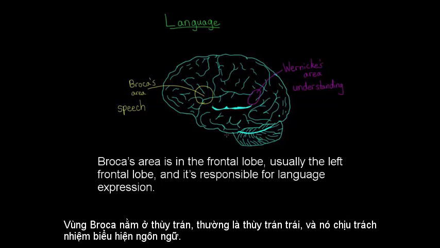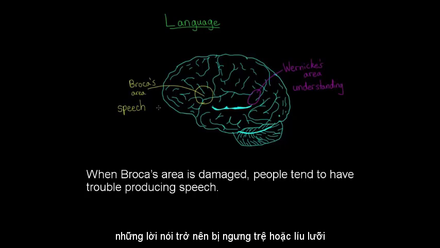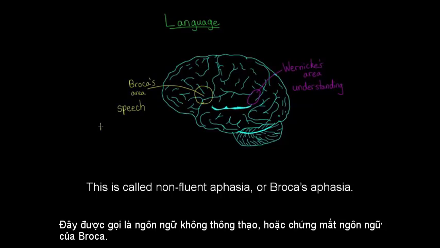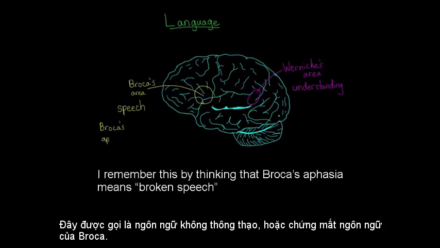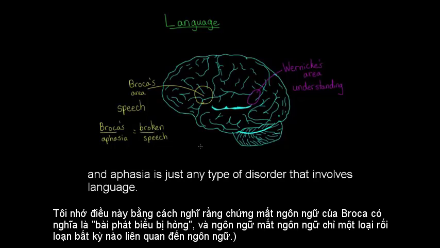Broca's area is in the frontal lobe, usually the left frontal lobe, and it's responsible for language expression. When Broca's area is damaged, people tend to have trouble producing speech. Their words become halting or slurred. This is called non-fluent aphasia or Broca's aphasia. And I remember this by thinking that Broca's aphasia means broken speech. And aphasia is just any type of disorder that involves language.